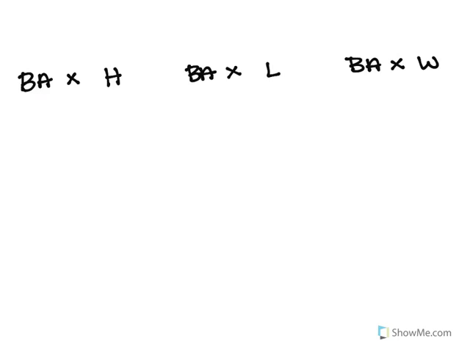Base area times height means that we already multiplied the length times the width to get the base area. And we are then going to multiply by that height. In the next one, base area times length, that means we already multiplied the height and the width. And we just then need to multiply by the length. The last one, base area times width, means that we already multiplied the length and the height. And that we're then going to take that amount to multiply by the width.